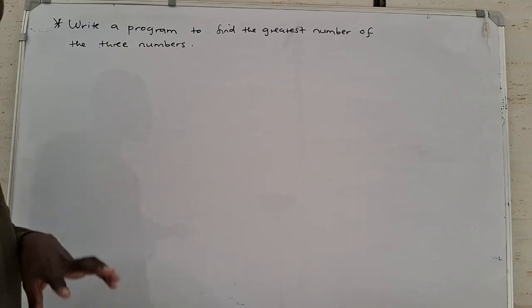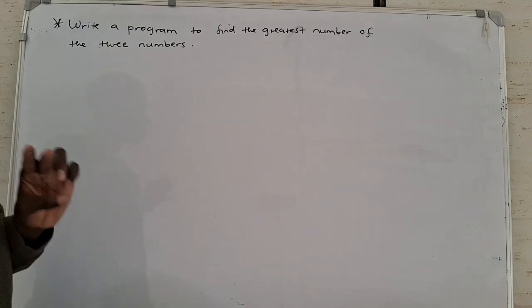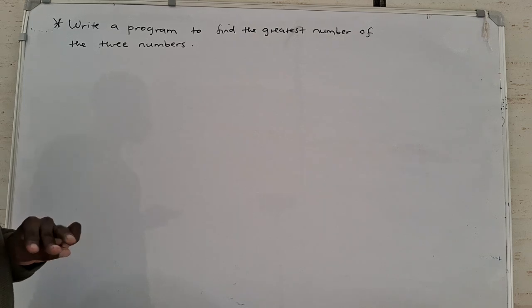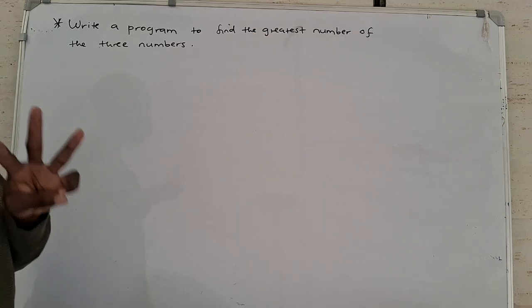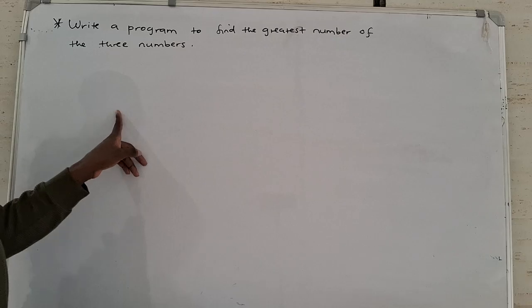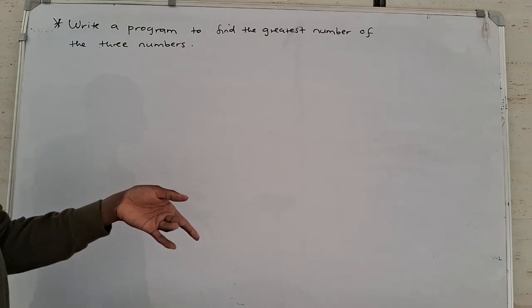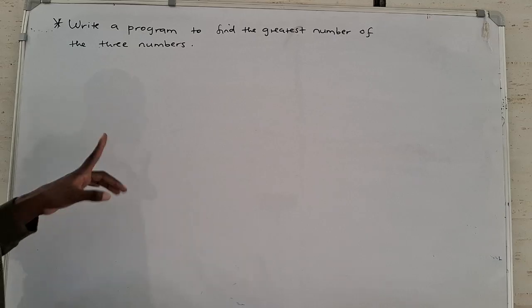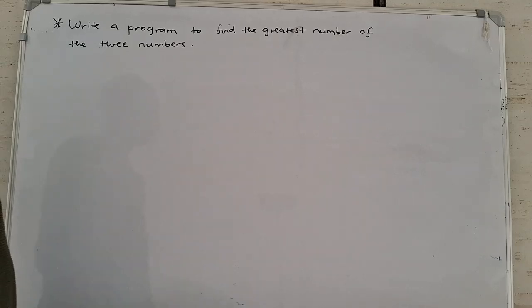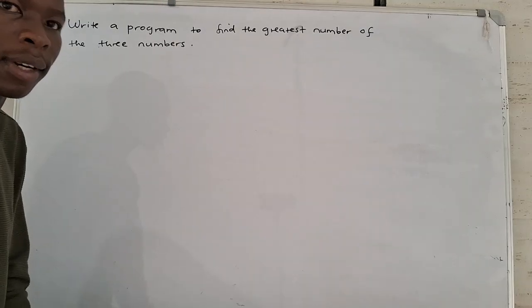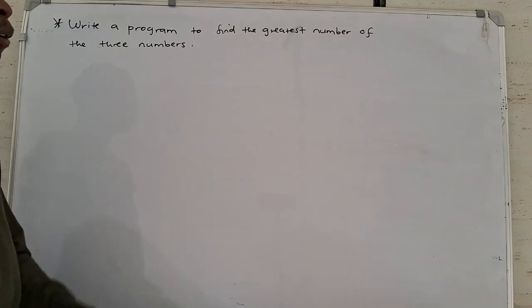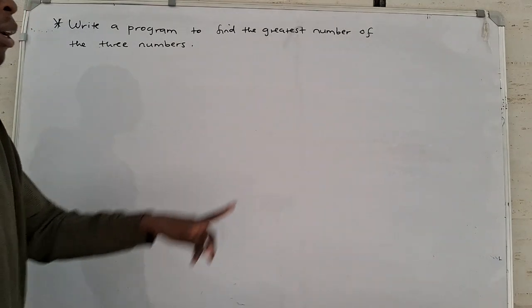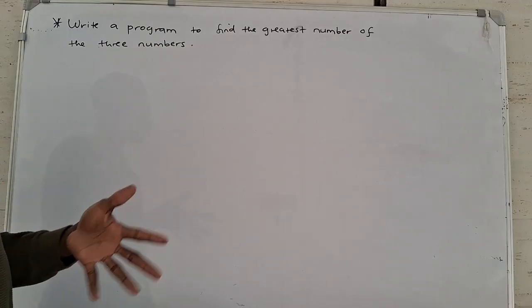If you need three numbers from the user, you are supposed to declare how many variables? You are supposed to declare three variables. Okay, the first variable is going to store the first number, the second variable is going to store the second number, and the third variable is going to store the third number. Now you are supposed to compare these three numbers. Okay, if you compare these three numbers, then only you can find out the greatest number.